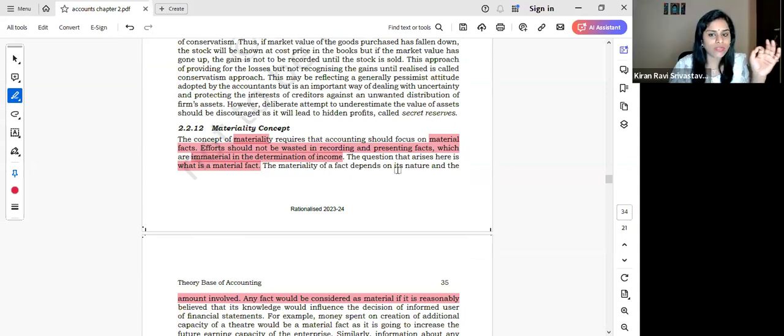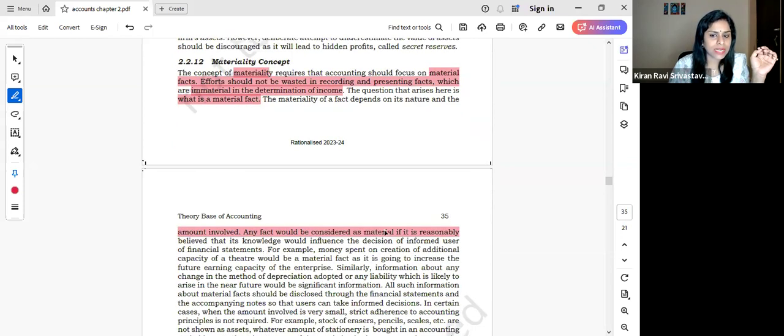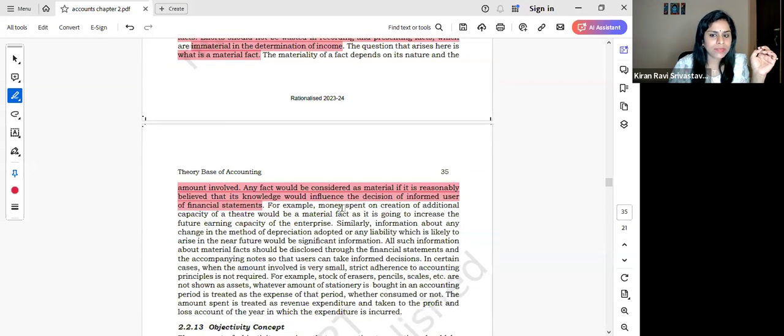The materiality of a fact depends upon the nature and the amount involved. Any fact would be considered material if it is reasonably believed that the knowledge would influence the decision of an informed user of the financial statements. For example, money spent on creation of additional capacity of a movie theater would be a material fact, and it is going to increase the future earning capacity of the enterprise.